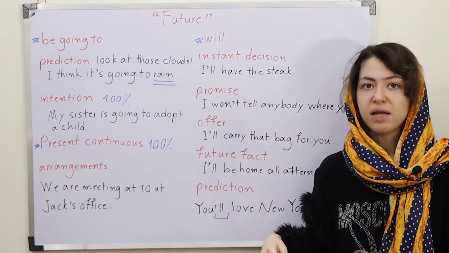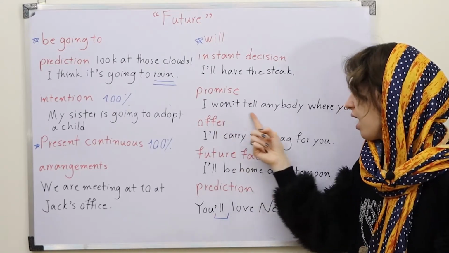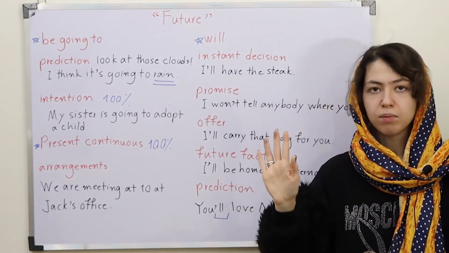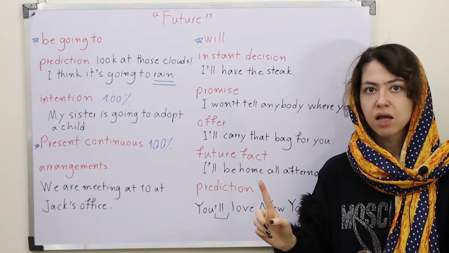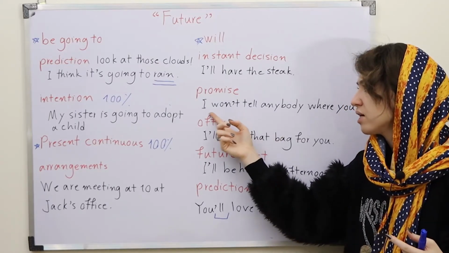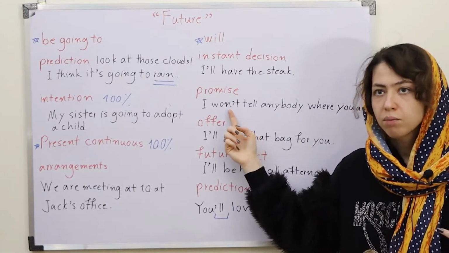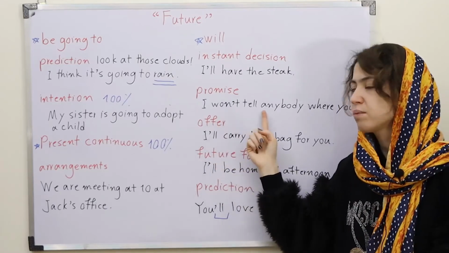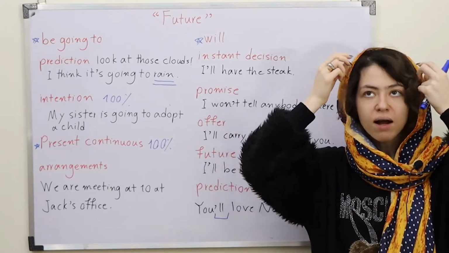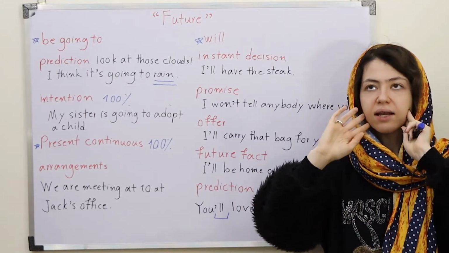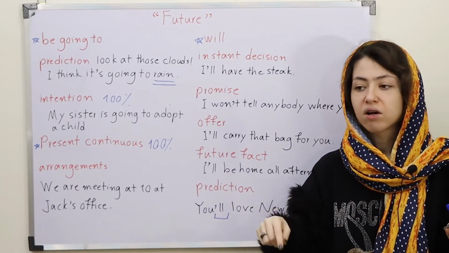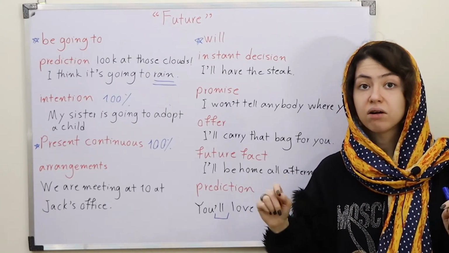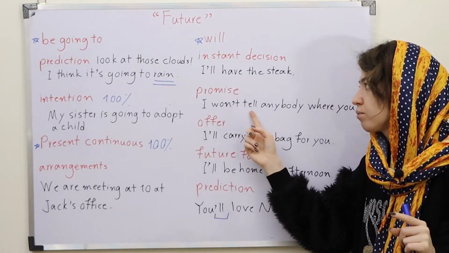Next is promise. I won't tell anybody where you are. So I promise. It's okay. You can say, for example, I promise I won't. But if you don't say the word promise, again, it shows that you're promising something. For instance, my mom goes away for a week and I say, I will take care of your flowers. I promise that I will take care of her flowers. So we can use it for promise.